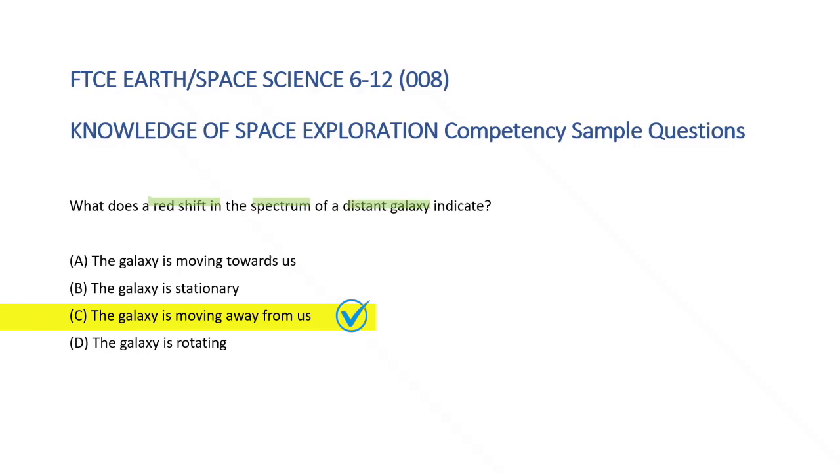The red shift in the spectrum of a distant galaxy indicates that the galaxy is moving away from us. This is due to the Doppler effect, which causes the wavelength of light to stretch and appear redder as an object moves away from the observer. So C is definitely the correct answer. The galaxy moving towards us, being stationary, and rotating do not create a red shift in the spectrum. Therefore, C is the best answer choice.